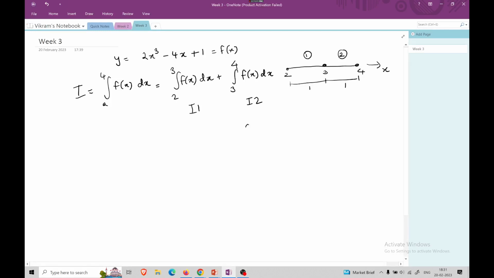Simpson's rule I again recall: h by 6 into f of a plus 4 times f of a plus b by 2 plus f of b. This is my formula. For I1, your h is 1, because for the first element my element size is 1, and f of a is nothing but f of 2.